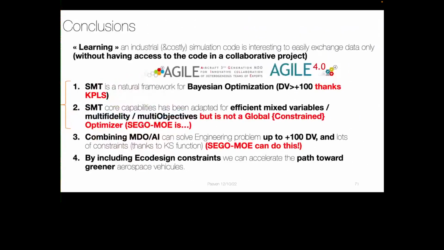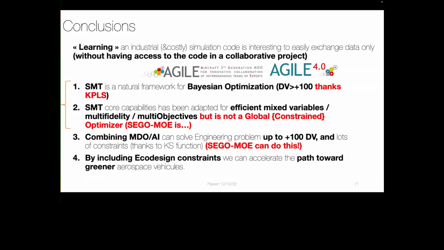So it's time to conclude. In two different European projects, AGILE and AGILE 4.0, we learned industrial and costly simulation codes without having access to the code, in a collaborative project. SMT is a natural framework for Bayesian optimization. You can treat efficient, mixed variable, multi-fidelity, and multi-objective problems. But of course, if you want to do global constrained optimization, you can use SEGOMOE and you will have to contact us.